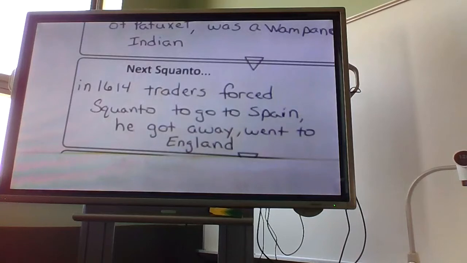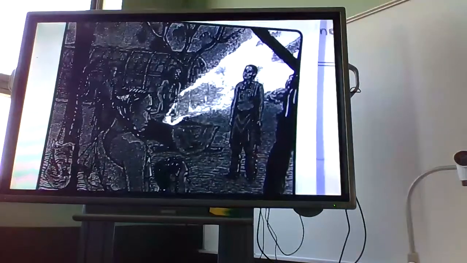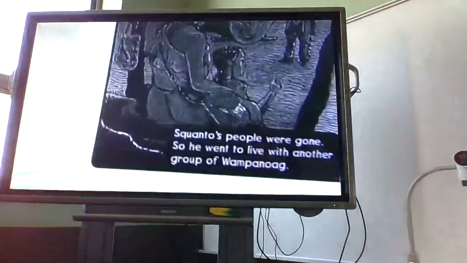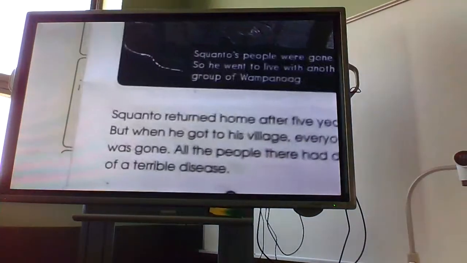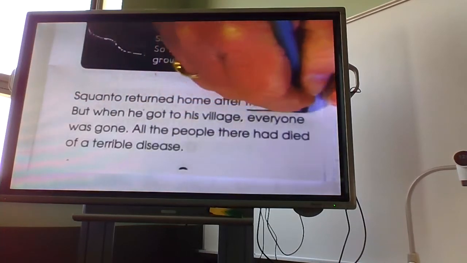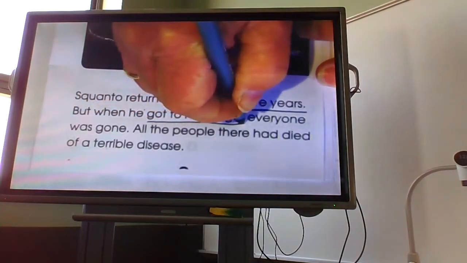The next important thing in his life is on the next page in his book, and here's the next picture. There he is standing by himself. He went back to his village and a lot of the people were gone. It says, Squanto returned home after 5 years. But when he got to his village, everyone was gone. All the people had died of a terrible disease. That disease was smallpox. So, 5 years later, he got to his village.